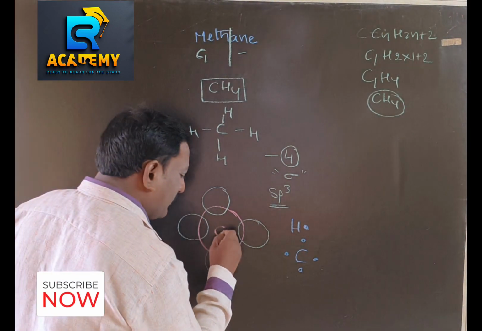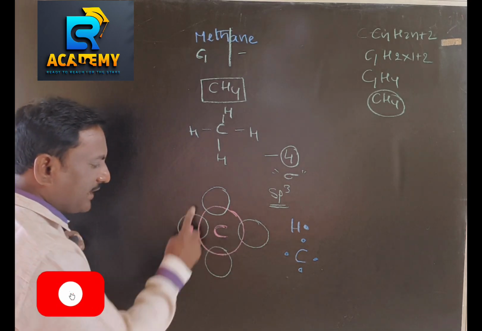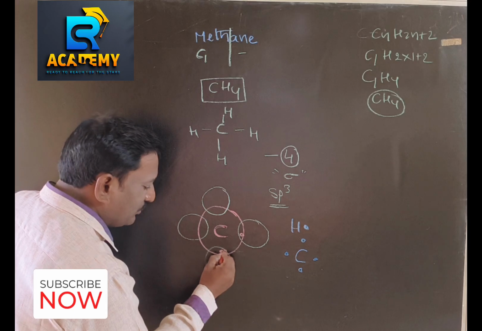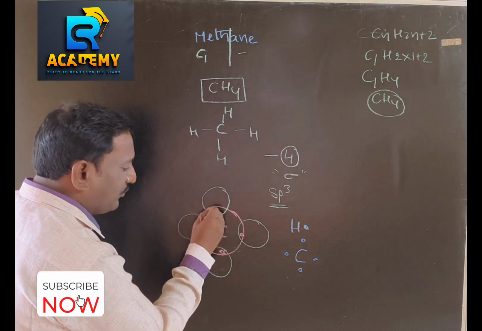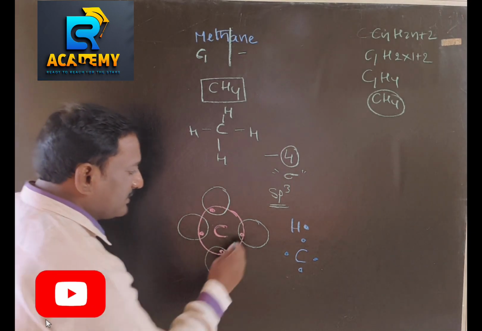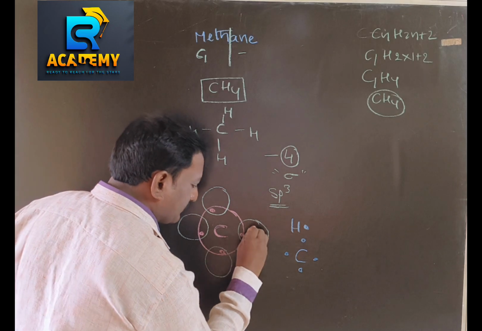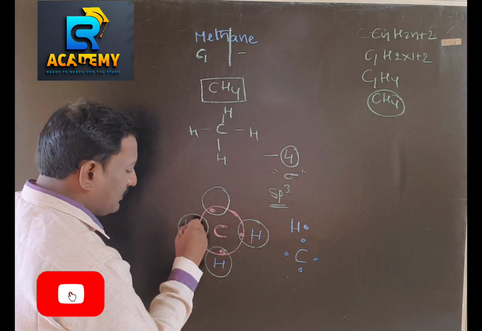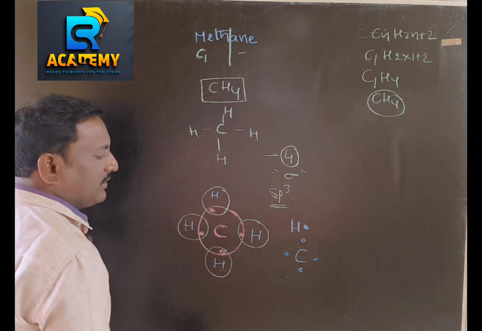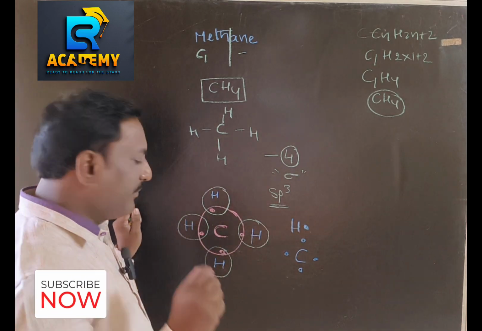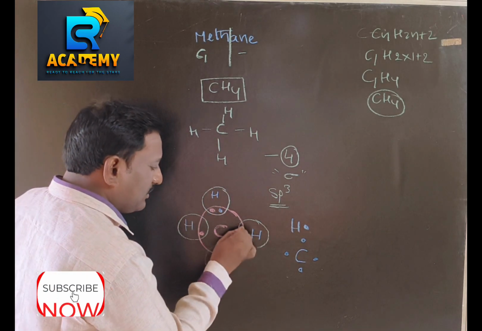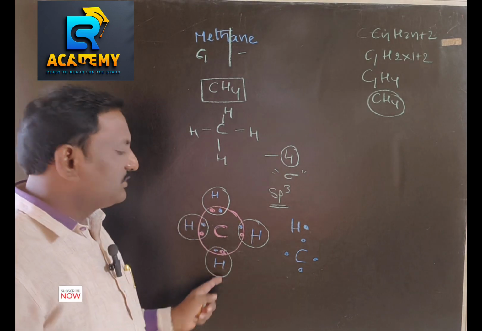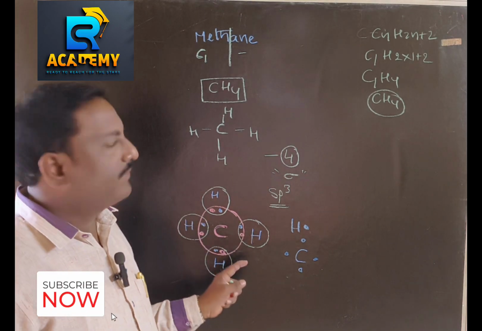This circle is meant for carbon. Carbon has 4 unpaired electrons, which must be placed in this area. 1, 2, 3, 4. These circles are meant for hydrogen. Each hydrogen has one unpaired electron: H dot, H dot, H dot, H dot. So this is the Lewis dot structure of methane.